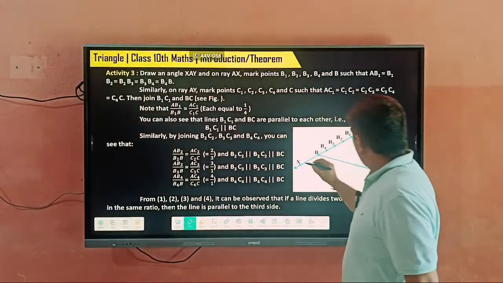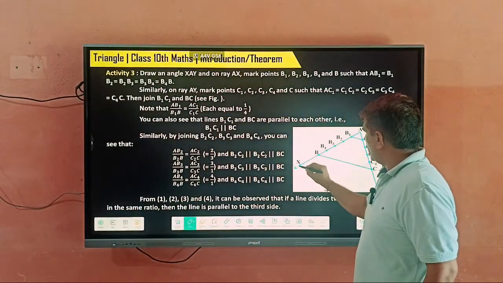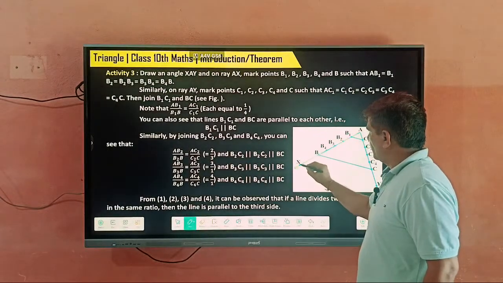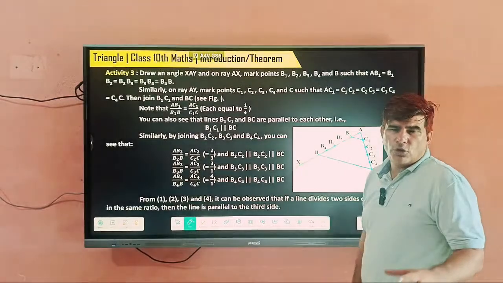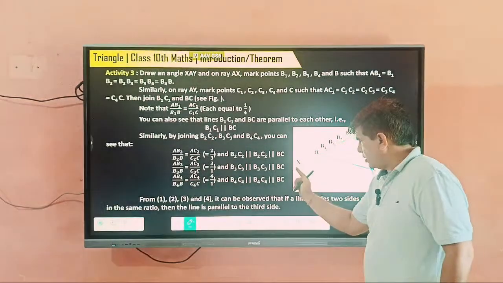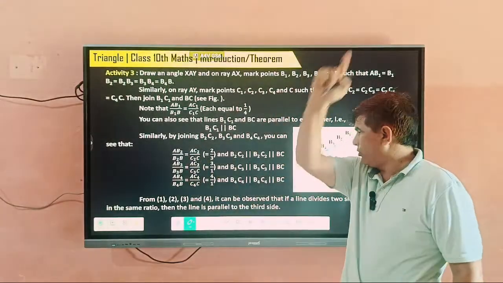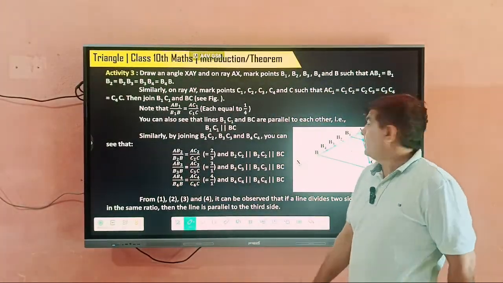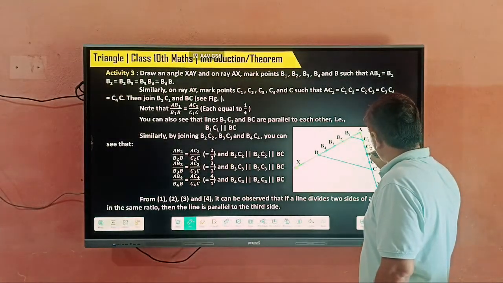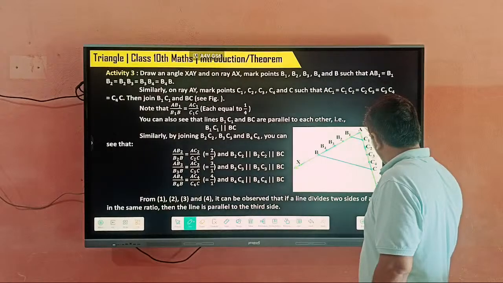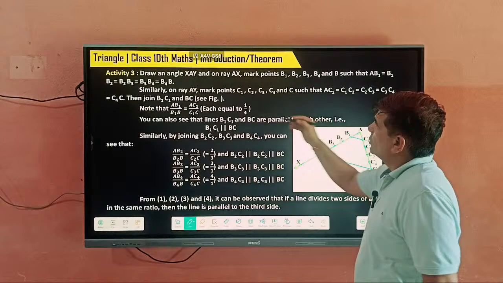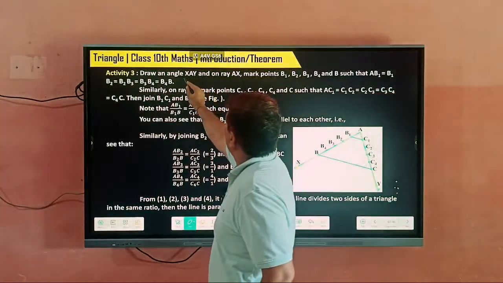Draw an angle XAY. We have taken this ray first, ray AX. And a ray, as I already told you, has a starting point but not an ending point. It means it moves continuously in this direction, till infinity, making this angle, alpha. This point has taken angle XAY, so that's why I draw an angle XAY.